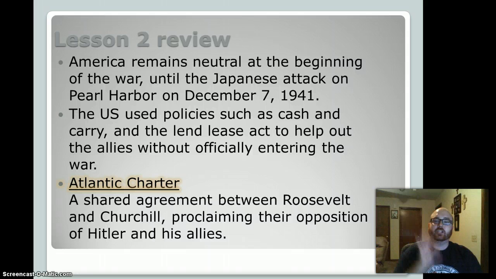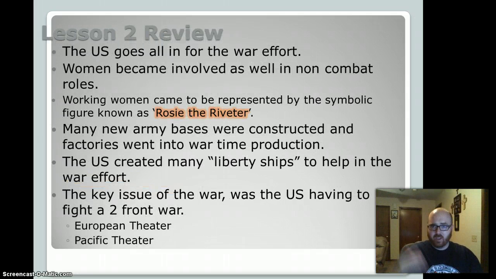All right, then we have the Atlantic Charter, which basically says, Roosevelt and Churchill are like, you know this Hitler guy? Yeah, let's agree not to like him. Okay. And the U.S. goes all in for the war effort. Total war effort. Whether you're a child, a woman, or a man, everyone, total war effort.